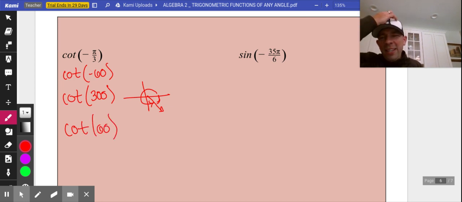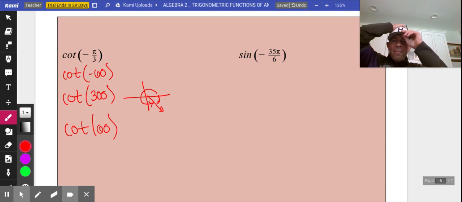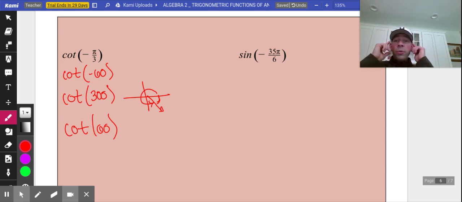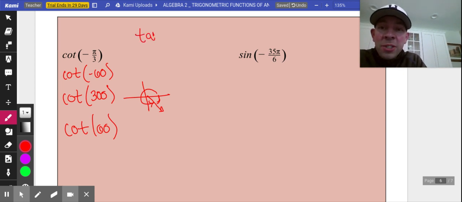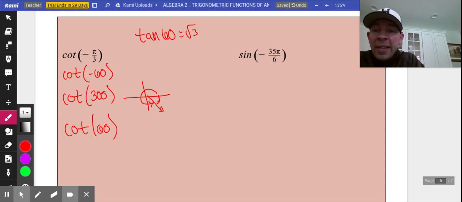And a lot of times, I don't know cotangent of 60 off the top of my head, but what I'll do is I'll do the tangent of 60 first and then just reciprocate it, right? So if we know that the tangent of 60 is just radical 3, reciprocating that is going to make 1 over radical 3, or radical 3 over 3 if you have to rationalize it.